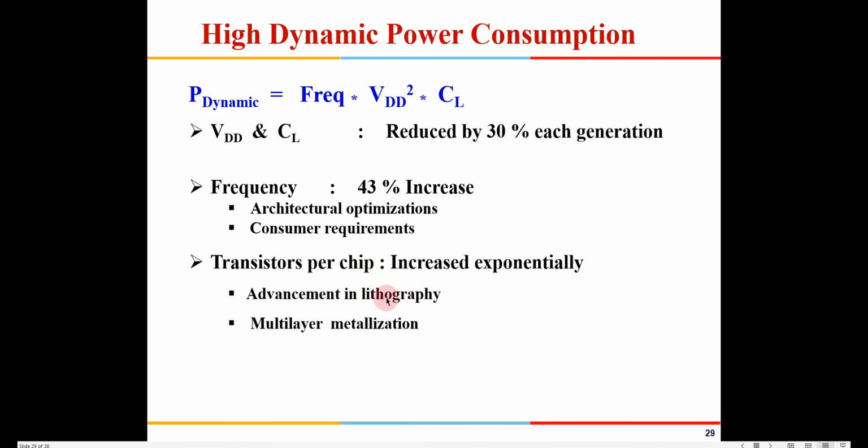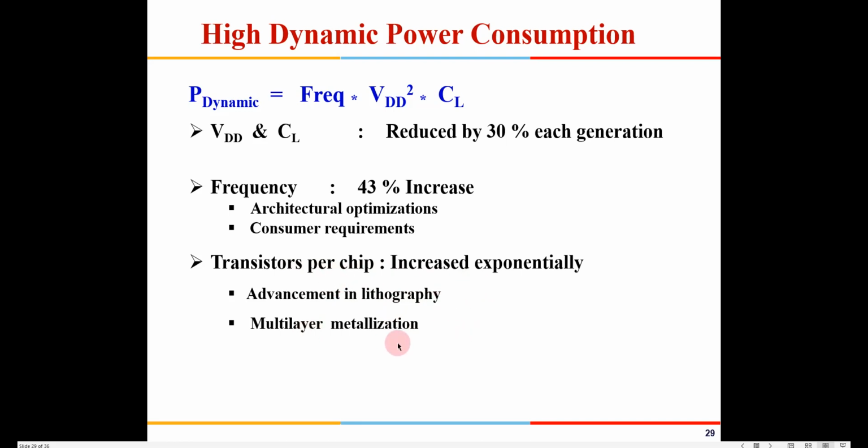Because of lithography, the way the small drains and sources are put into a P substrate when we fabricate NMOS. You can refer to some of the VLSI technology lectures, so you will come to know the lithography. Because of the improvement in lithography, we are able to fabricate more and more transistors in a given silicon area.